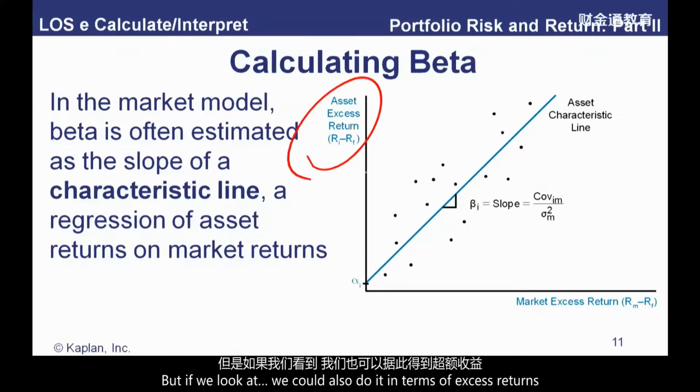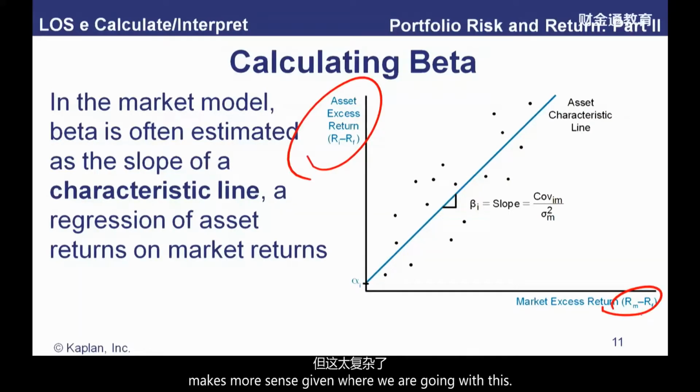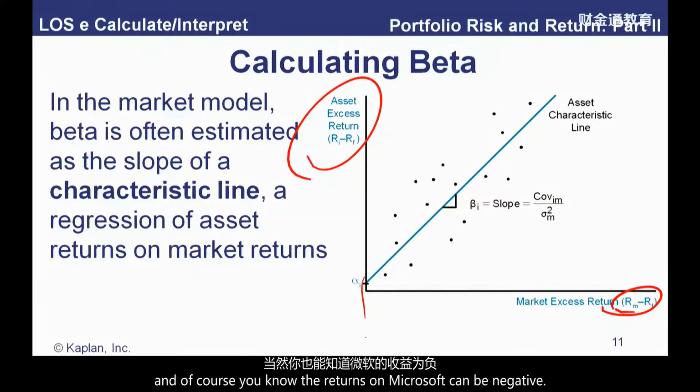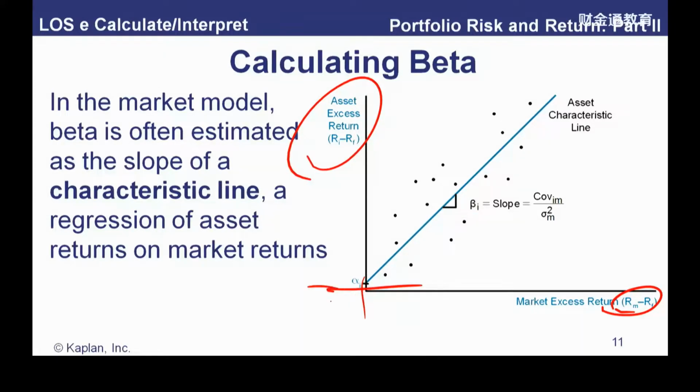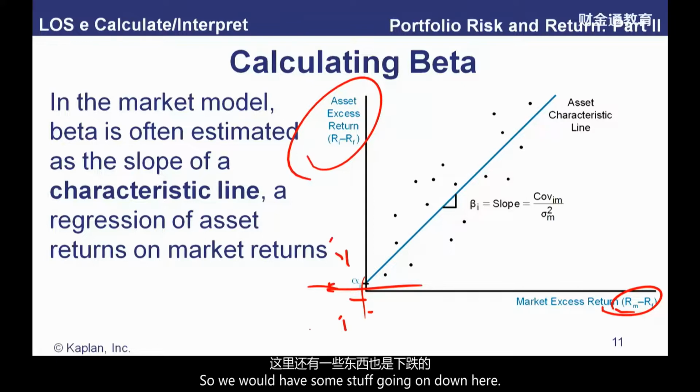But we can also do it in terms of excess returns, which makes more sense given where we're going with this. If we do excess return, that's just the return on Microsoft minus the risk-free rate, and the return on the market minus the risk-free rate. And what we get is all these paired observations. Of course, the returns on Microsoft can be negative, so we would have some stuff going on down here. But what we get is this characteristic line.